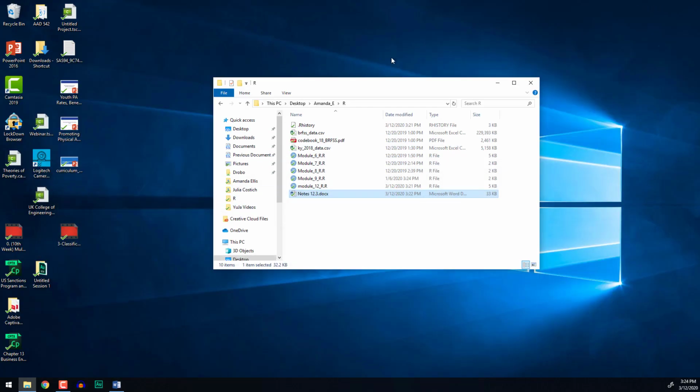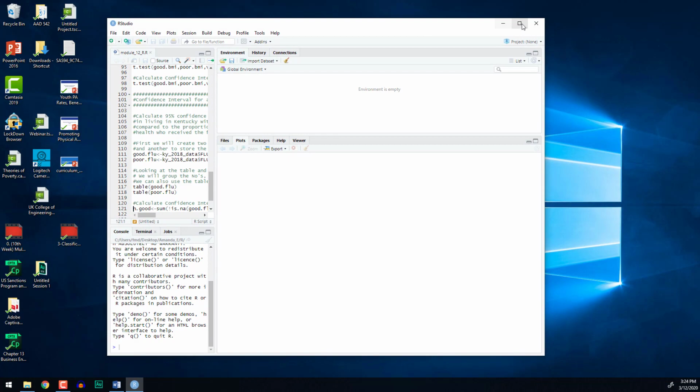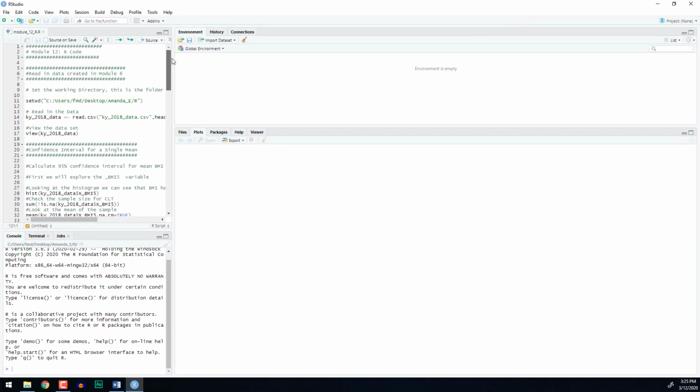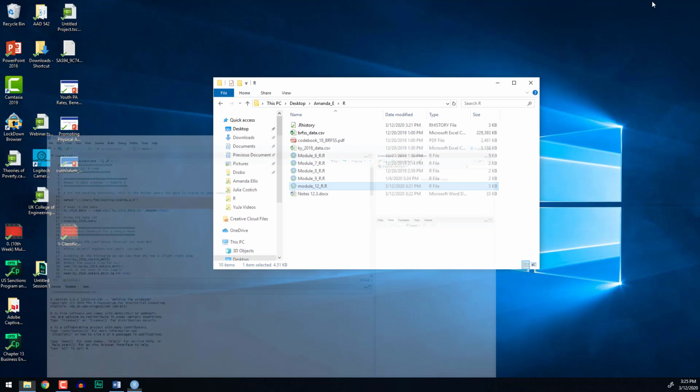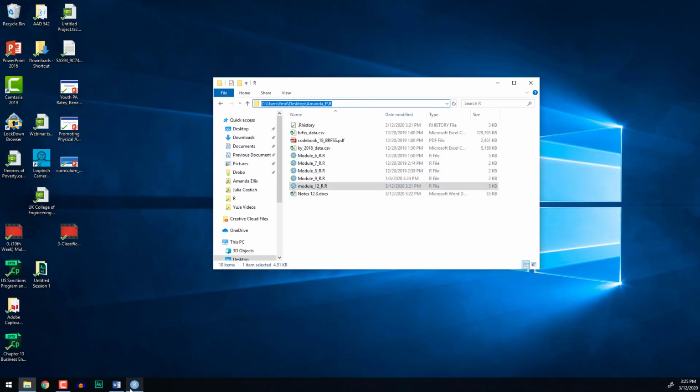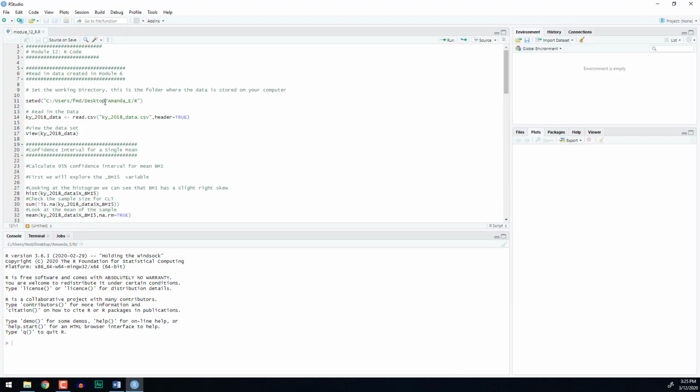Let's minimize the notes here for a moment, and let's go ahead and open up the Module 12 R notes in RStudio. All right, so we've got our Module 12 R code here. Just as a reminder, the first thing that we always need to do is to set our working directory. This lets R know what folder we're going to be working out of. You can do this by clicking up here, getting the file path, and you'll see that my file path has already been set. I'm going to run that code, and then read in my data set. All right, and my data now appears up here.